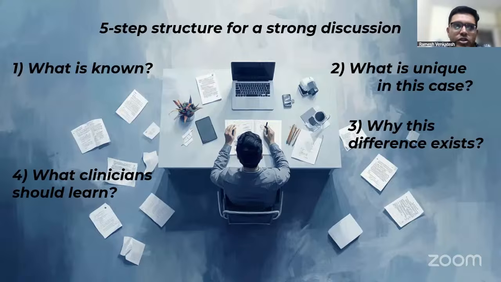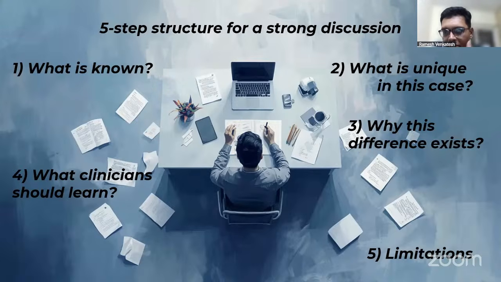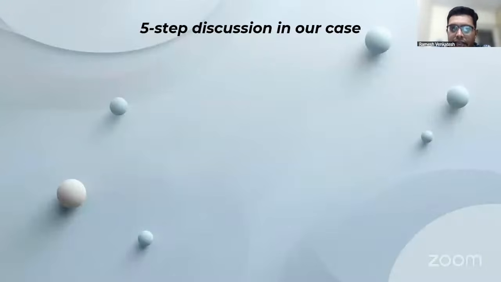Then what would the clinicians learn from my particular case? And that should be the fourth paragraph of your discussion section. And finally, you should also acknowledge a few limitations of your particular case report. Probably this is the one-off case which you commonly see. You probably need a larger series to explain the pathogenesis or the pathomechanism for that particular finding. And it is always good to acknowledge a few limitations with your particular case.